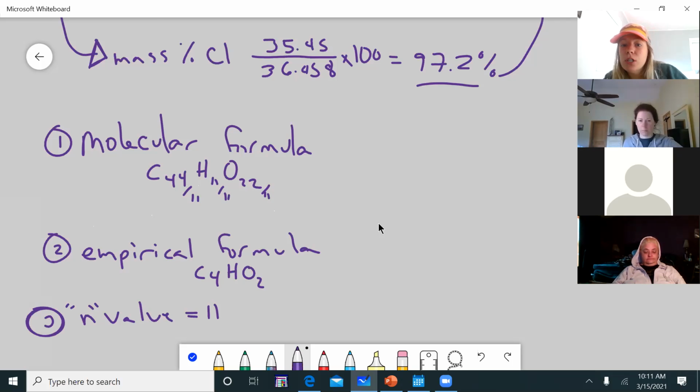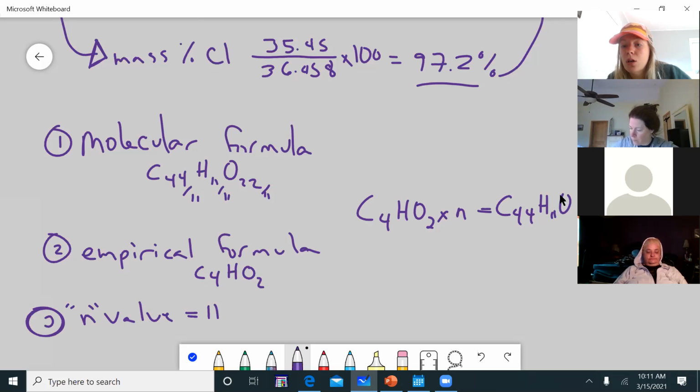You could write a little equation that says, if I take C4HO2 and I multiply it by my N value, and N is actually 11, I will get my molecular formula, which is C44H11O22. How do these relate to each other? Well, N has to be 11. It's whatever you're dividing it by.